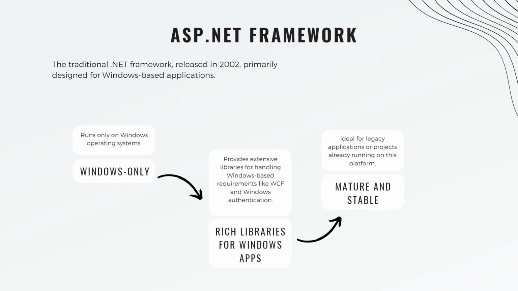ASP.NET Framework, the traditional .NET framework, was released in 2002, primarily designed for Windows-based applications, integrated into the Windows ecosystem and has rich support for enterprise applications. Key features: Windows only, runs only on Windows operating systems. Rich libraries for Windows apps, provides extensive libraries for handling Windows-based requirements like WCF and Windows authentication. Mature and stable, ideal for legacy applications or projects already running on this platform.